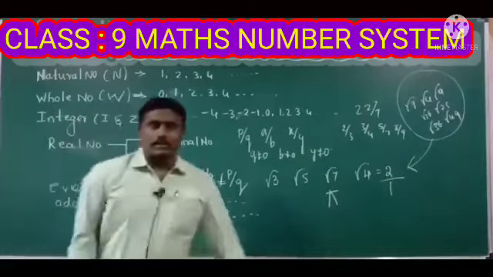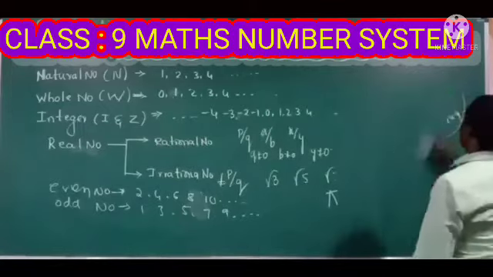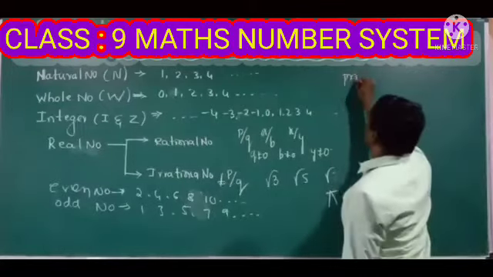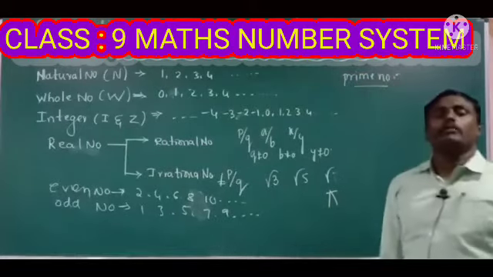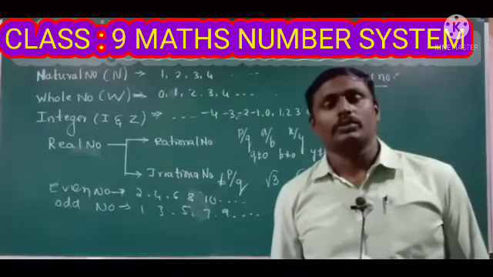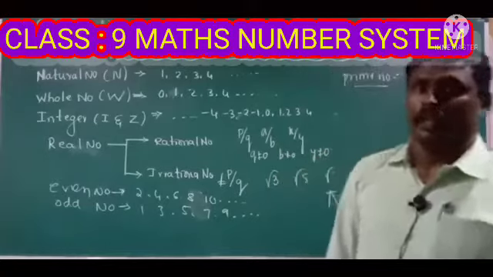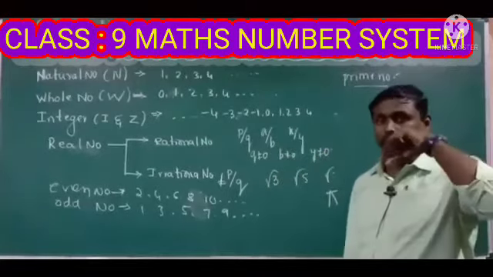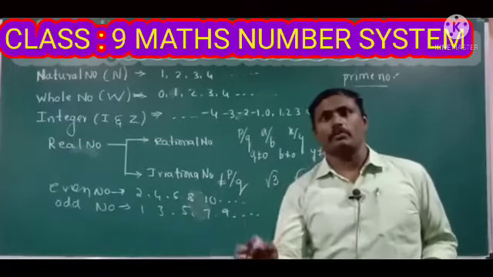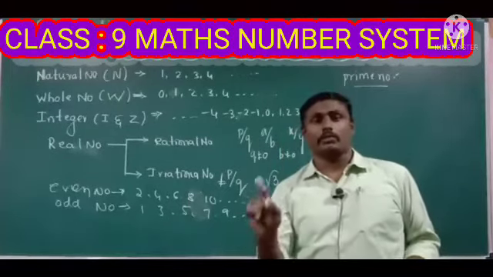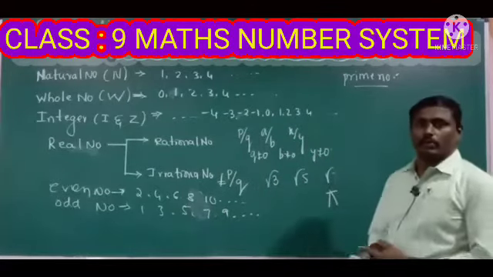Now one more concept is there, that is prime numbers. So what are prime numbers? Prime numbers are the numbers which have only 2 factors. The numbers which have only 2 factors are called prime numbers, or the numbers which are divisible by 1 and itself. The numbers which are divisible by 1 and itself are called prime numbers.